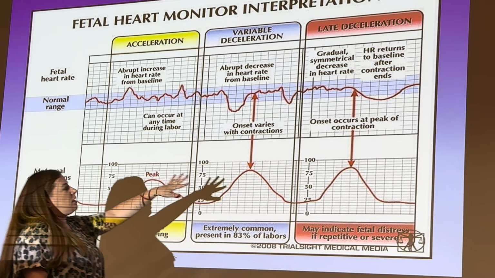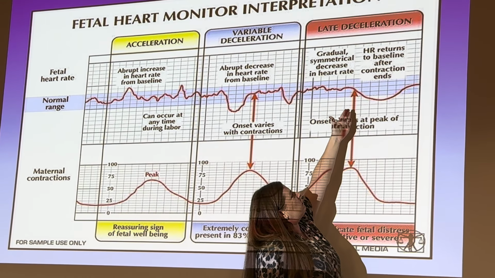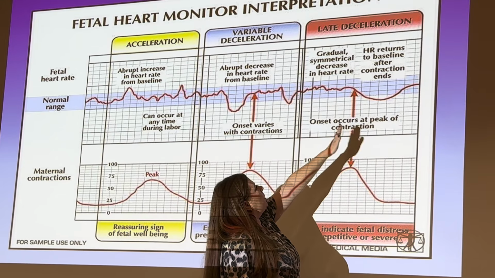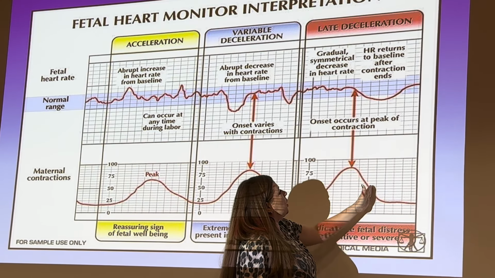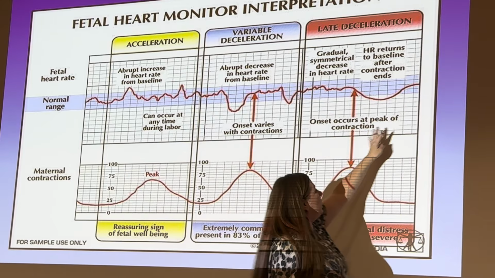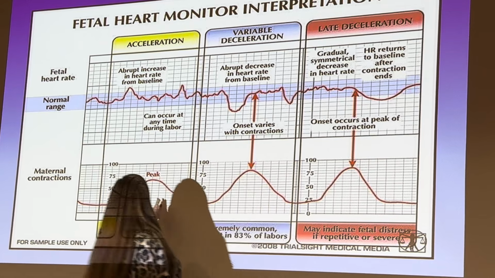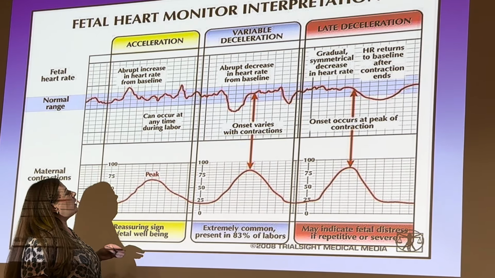Late decelerations, bad sign, right? So late meaning, where does it fall? Onset occurs at the peak of the contraction, goes down, and the heart rate takes a little while to come back up. But it's falling right here, instead of your earlies being right on top.